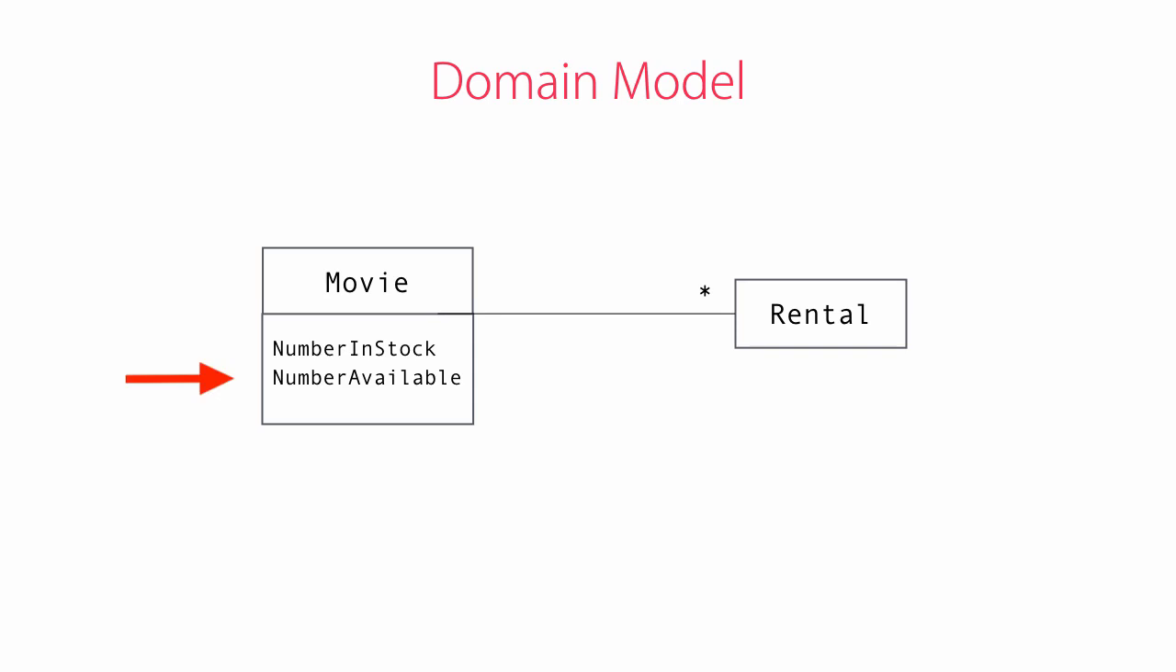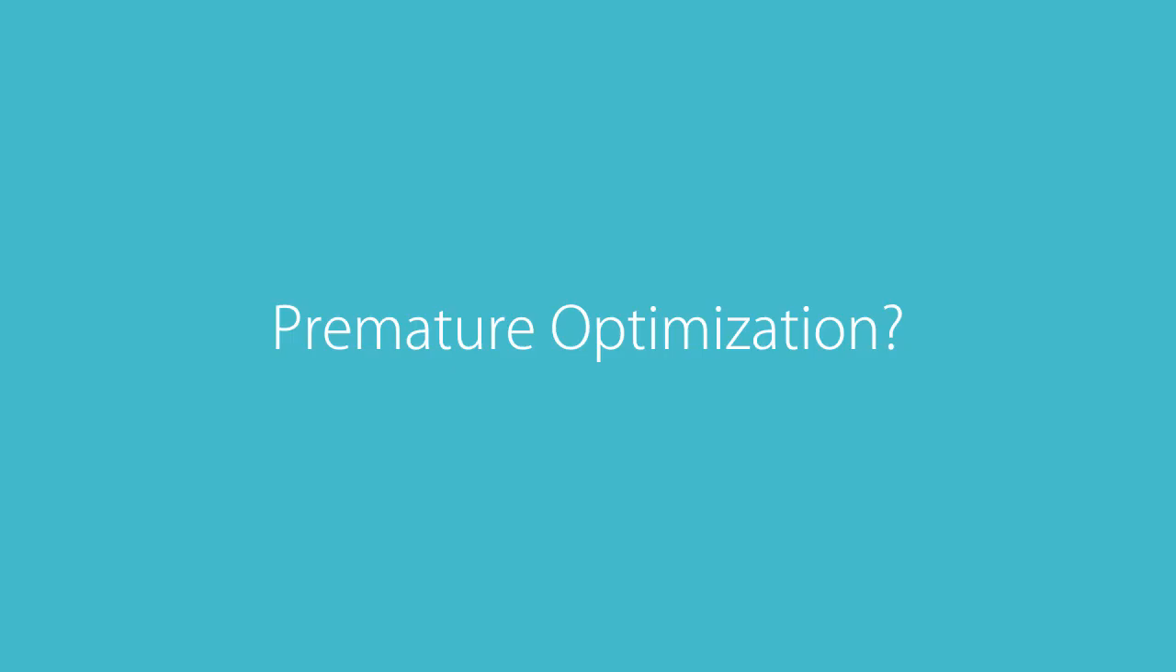What if we add a new property to our movie class called number available? So initially it's the same as number in stock. And when a customer rents that movie, we decrease it by 1. And subsequently, when the customer returns that movie, we'll increase it by 1. This way, we can quickly find all movies that are available or not available, and our queries will be less costly and also simpler. So I'm not going to sacrifice the maintainability of our application for premature optimization.